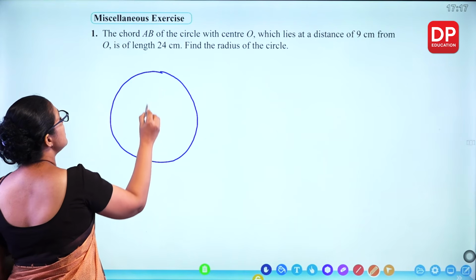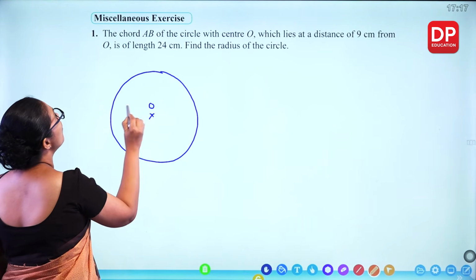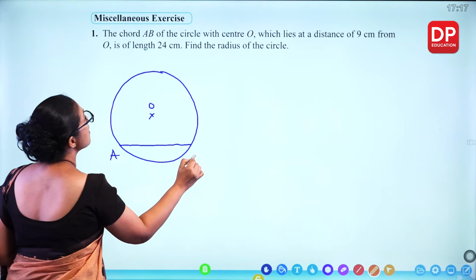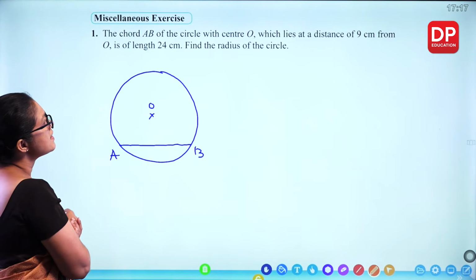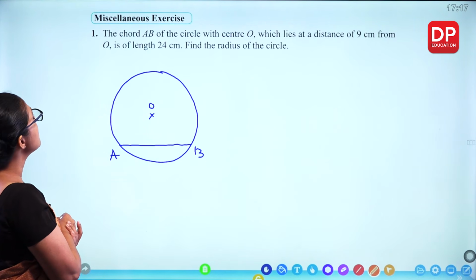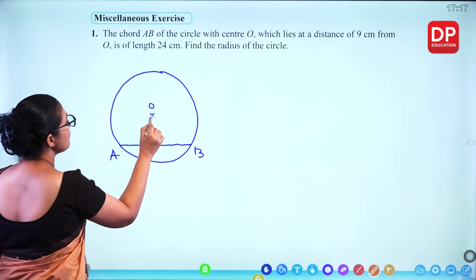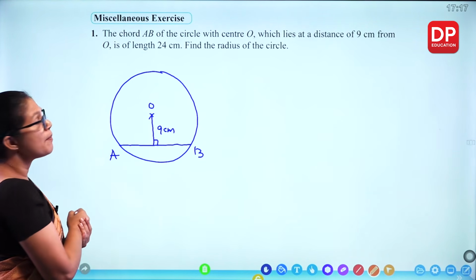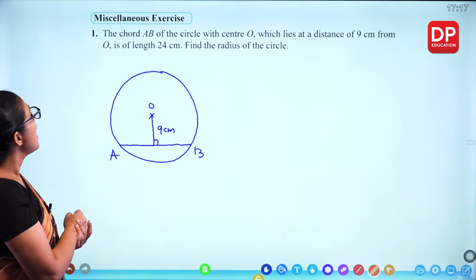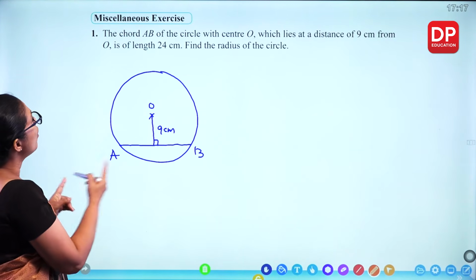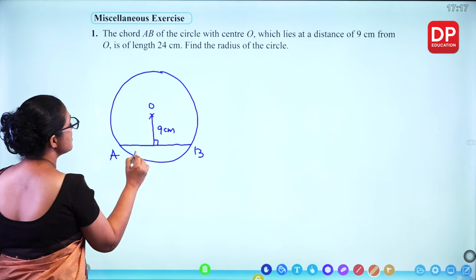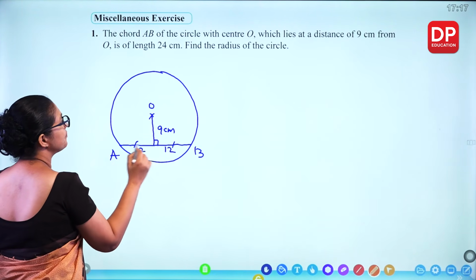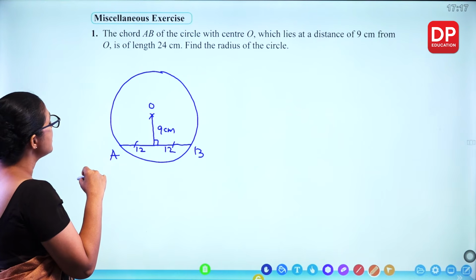There's a circle with center O. The chord AB. So we'll draw chord AB somewhere there, which lies at a distance of 9 cm from O. That means 9 cm from O, the perpendicular length. And the length of the chord is 24. That means 12 and 12. We know it's bisecting. Find the radius of the circle.